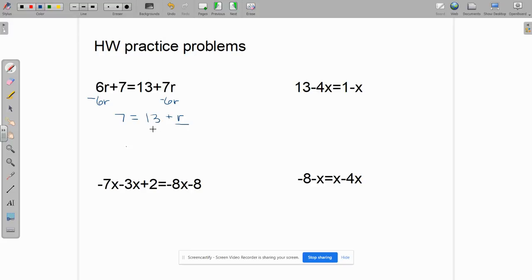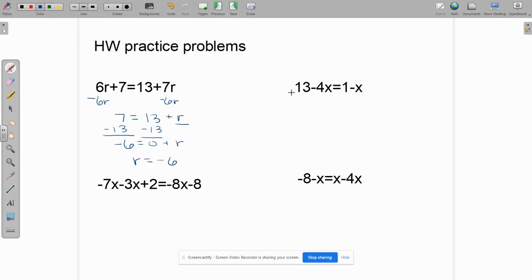I want to isolate this, so I want to get rid of the 13 on this side. By doing minus 13 from the positive 13 attached, that will give me 0 plus r. And again, what we are doing on one side, we're doing to the next. You can plug this into your calculator, and you should get negative 6 equals r. Let me rewrite that so it's a little less weird looking, and r equals negative 6.